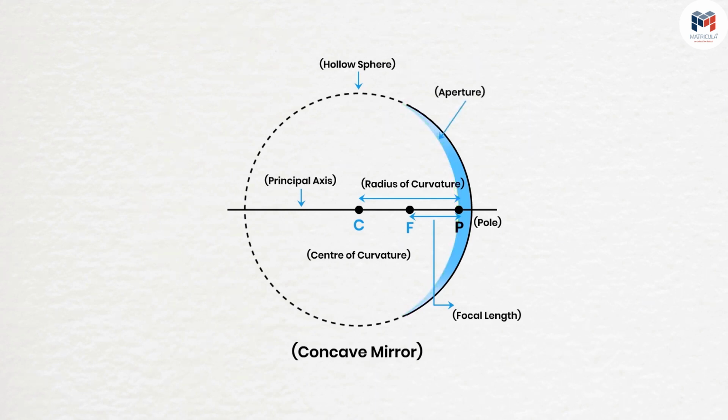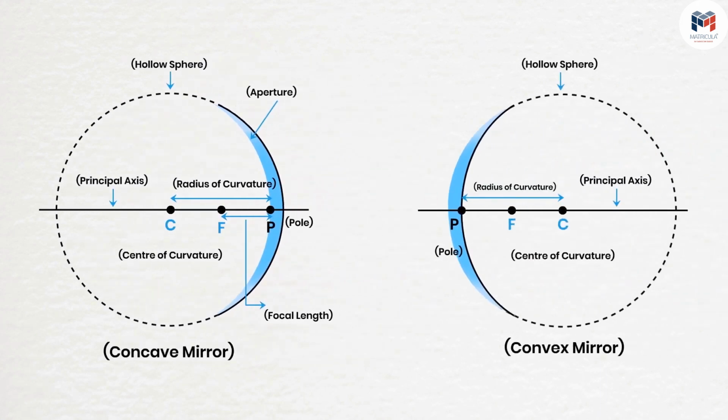One should keep in mind that the radius of curvature is twice the focal length. Like the focus, all these points lie in front of the concave mirror and at the back of the convex mirror.